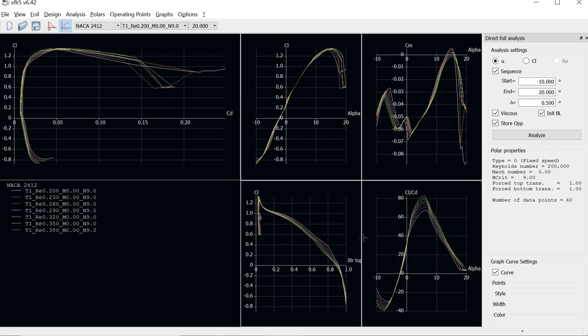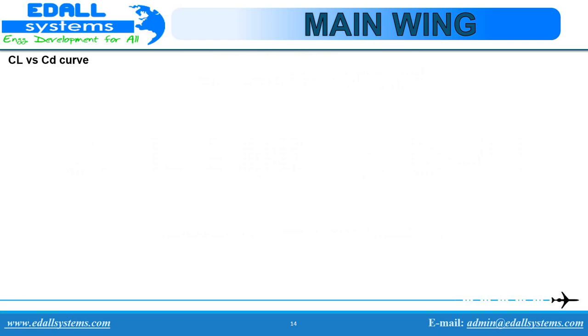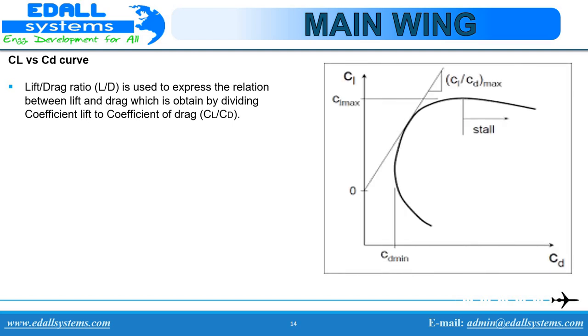Now let us look into each and every graph. The first thing is the CL versus CD graph. The lift to drag ratio is used to express the relation between lift and drag and is determined by dividing the lift coefficient by the drag coefficient, that is CL by CD. If lift decreases with an increase in drag, then it means that it will soon stall.